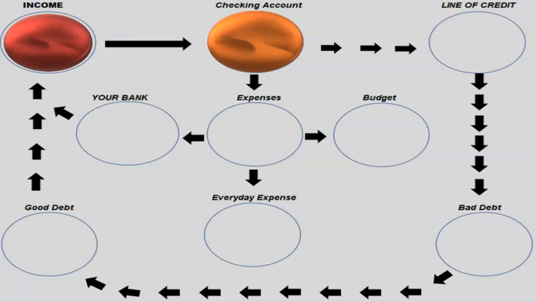Okay, so today we're going to be going over the checking account. Again, this flow is something I came up with. I think it's really good that people understand each of these sections, because each of these little bubbles go a lot deeper than just saying income or saying checking account or saying line of credit. There's a lot more that goes into it. So today we're going to focus on checking account.